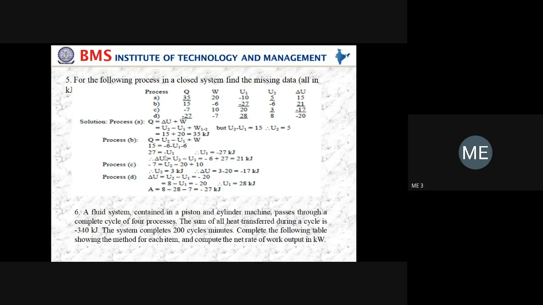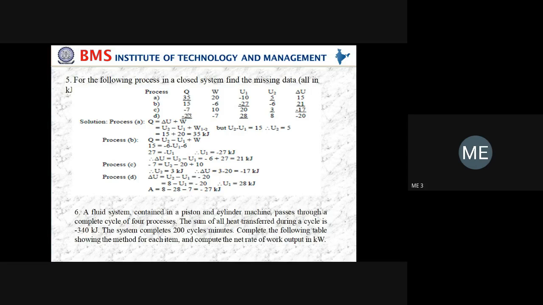And delta U is U2 minus U1. U2 is given as minus 6 and U1 as minus 27. U2 minus U1 after substituting, minus of minus becomes plus. So we get delta U as 21 kilojoules. That is the second process. Similarly, you take the third process.